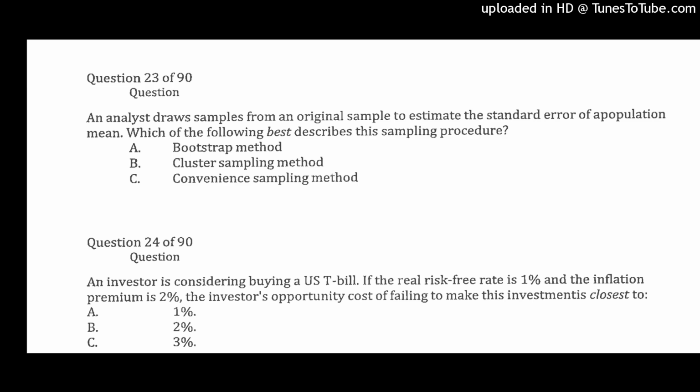Now the three options are bootstrap method, cluster sampling method, and convenience sampling method. First, you simply eliminate option C, because in convenience sampling, elements are selected from the population, not from an original sample. And here, what is written in the question is that they are selected from an original sample. The element that is selected from the population is based on whether it is accessible to a researcher, or how easy it is for a researcher to access the element.